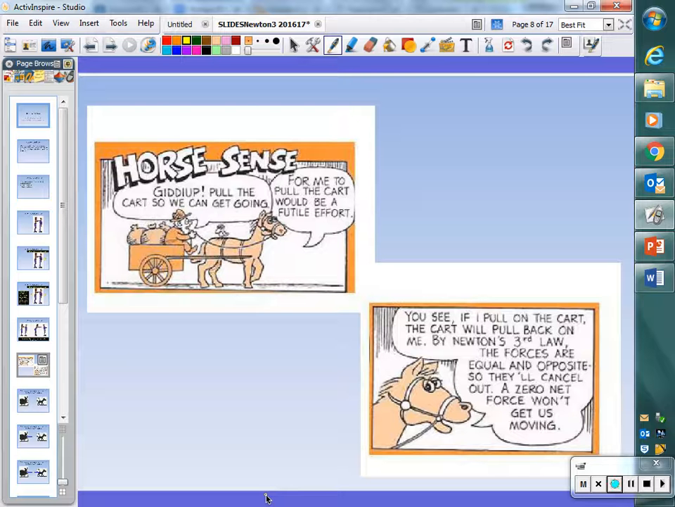We know what futile means? It means not worth it. It means you can't win, basically. So useless. So the horse then goes to explain his reasoning. He goes, "Hey, if I pull on the cart, the cart pulls back on me. By Newton's third law, those forces are equal and opposite, and they'll cancel out. A 0 net force won't get us moving." So let's examine the horse's reasoning, and let's see if he has a valid point.